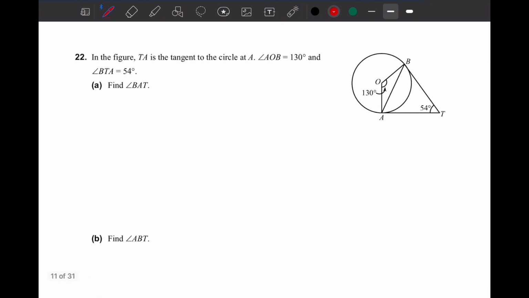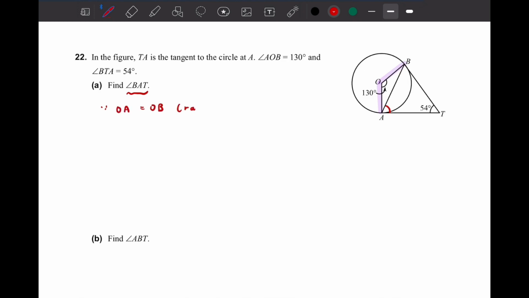So let's have a look at question 22. So in this figure, TA is the tangent to the circle at A, and angle AOB is 130 degree and BTA is 54 degree. So let's look at what they want you to find. They want you to find BAT, which is this here. Okay, so based on the information they have given, it seems like it's not enough, but look at this. Again, this is the thing you always have to look at.